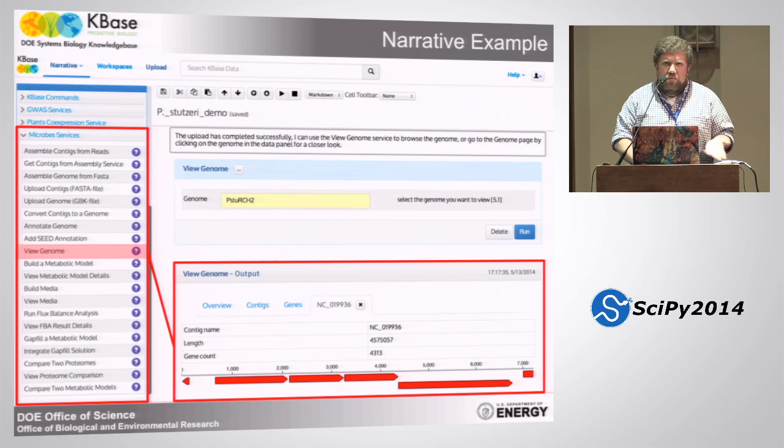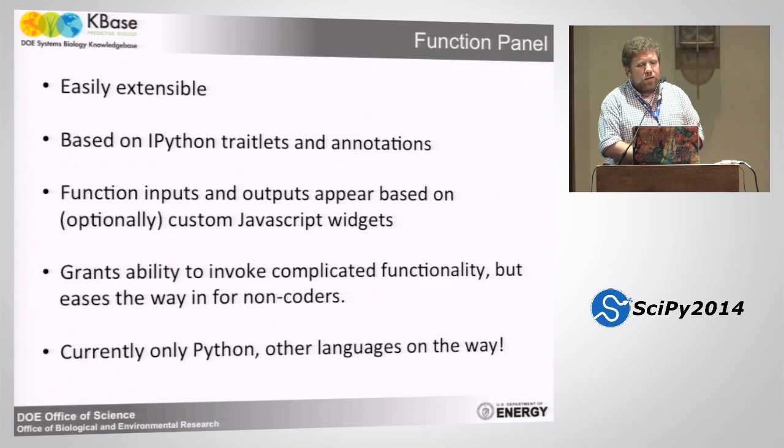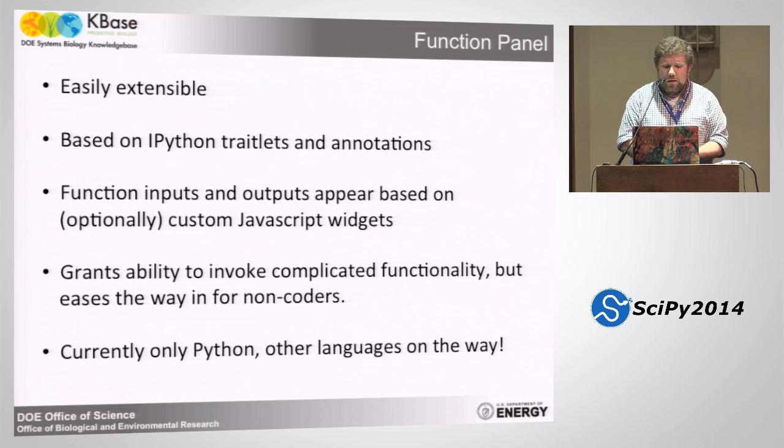And this is a great, even now, using JavaScript is a nice way for visualization because there are a lot of different packages that are freely available, including D3 and SVG-based ones, and upcoming and improving support for HTML5 and Canvas and all of that. So our goal with this particular function panel is that it should be easily extensible by any developer who wants to get involved with it. And it's just based on IPython traitlets and annotations. These function inputs and outputs appear right on the screen, in line with the IPython notebook itself, as optionally customizable JavaScript widgets.